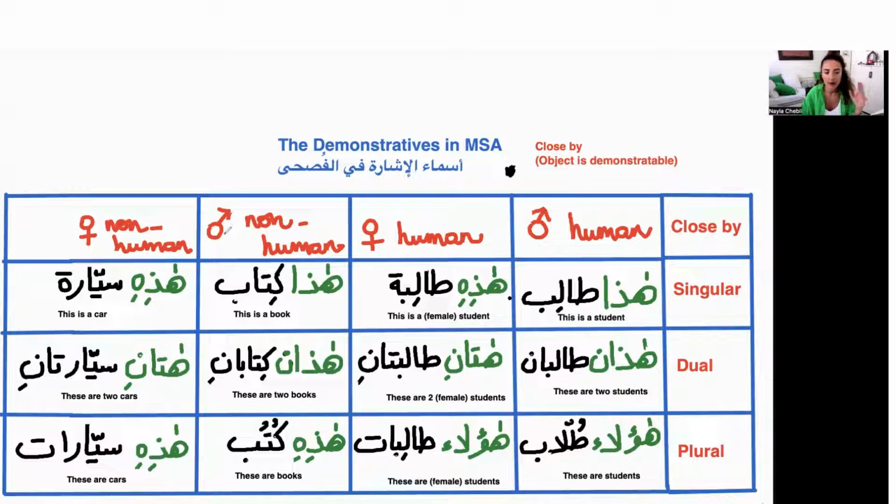If the object I'm pointing at is non-human and male, like kitab, I use هذا again. So there's no difference here between human and non-human. هذا kitab. This is a book.